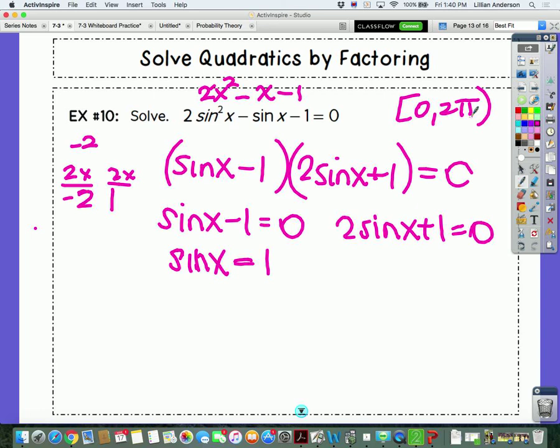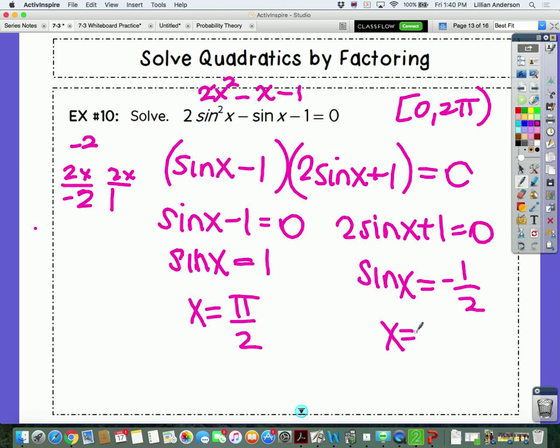So on our unit circle, where is sine 1? Pi over 2. Because remember, sine is our y value. Over here, we'll need to solve for sine x. It's going to equal a negative 1/2 because you subtract 1, you divide by 2, and now you think, again, knowing your unit circle, where is sine a negative 1/2? 7 pi over 6. I thought I heard pi over 6. And then these 3 would be your answer.